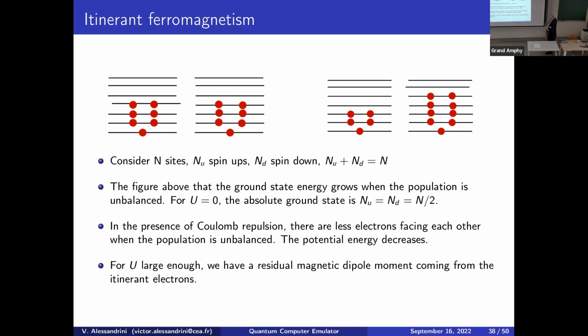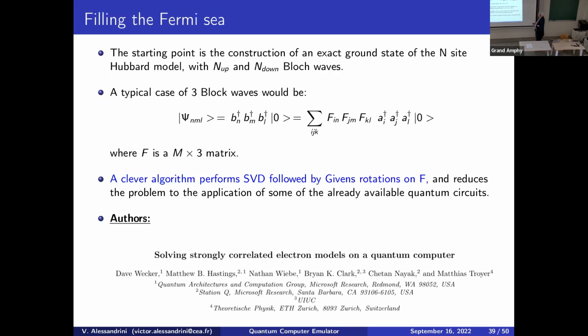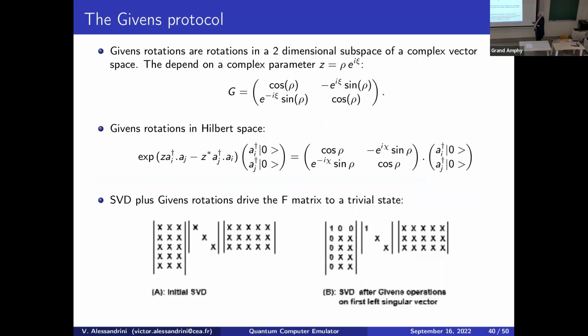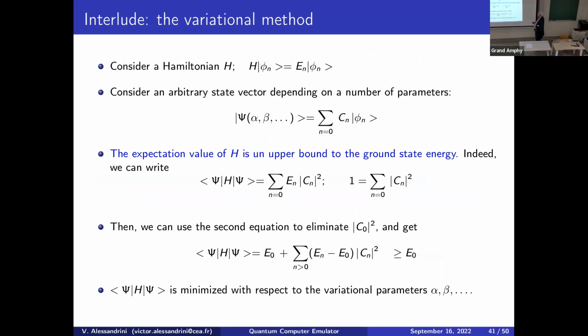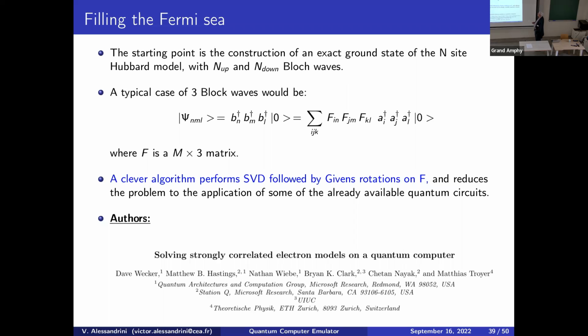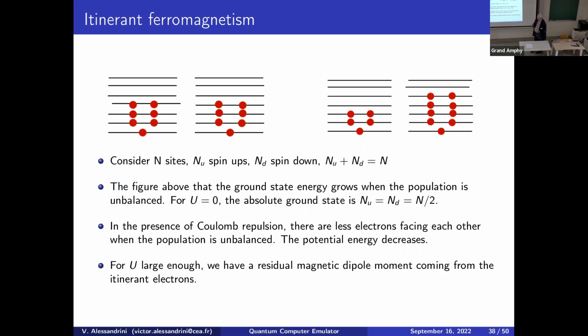So what we want is to construct the ground state of the itinerant ferromagnetic phase, namely start from the free Hubbard model and increase the Coulomb repulsion until we produce the transition to an itinerant ferromagnet. Now, I'm sorry, I'm going to jump over this because this is a beautiful thing, but it will slow me down. So the first thing to do is to fill the Fermi sea, to construct the ground state of the free fermions. This is the first point.